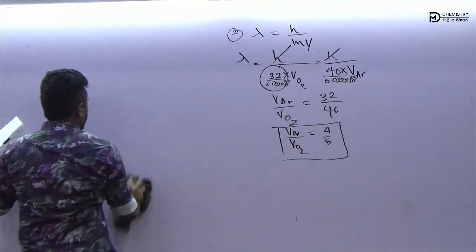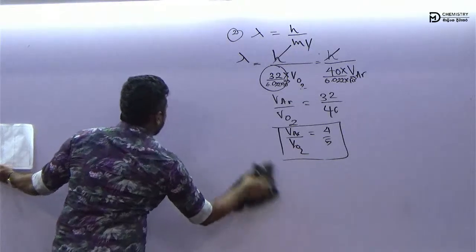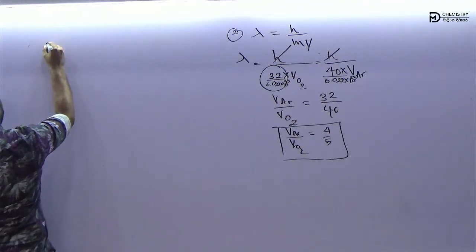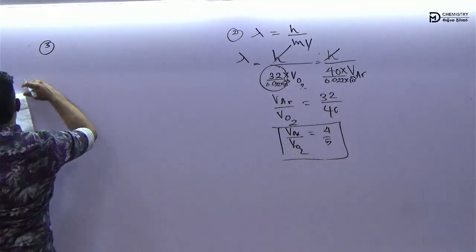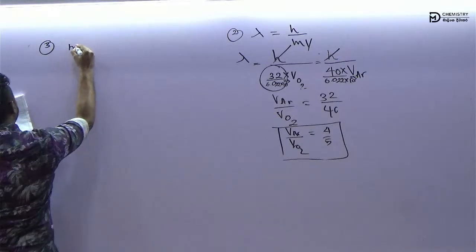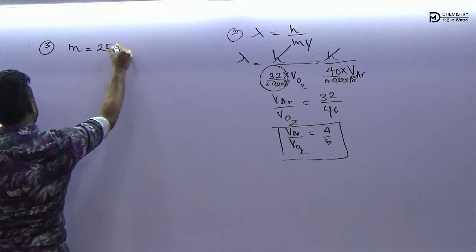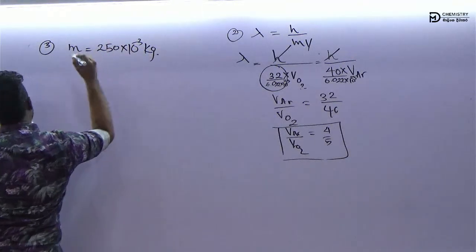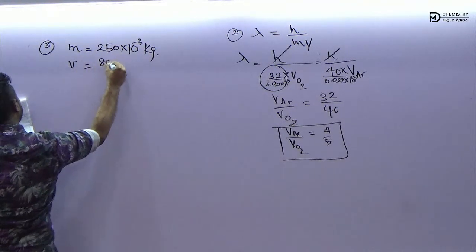Okay, let's go to the third question. Guys, when you come to the third question, a ball with a mass of 250 gram, okay, the mass of the ball is 250 gram, which means 250 into 10 to the power minus 3 kilogram, and its speed is 80 meters per second.